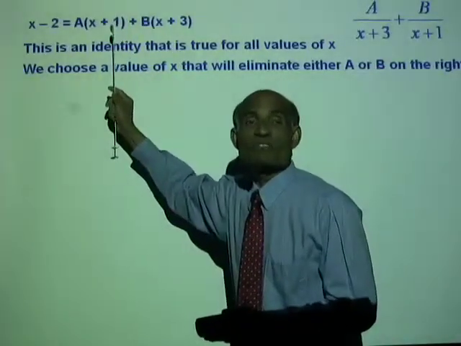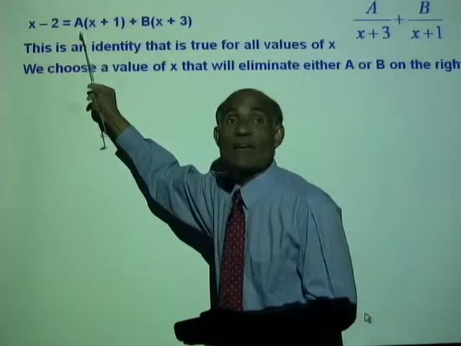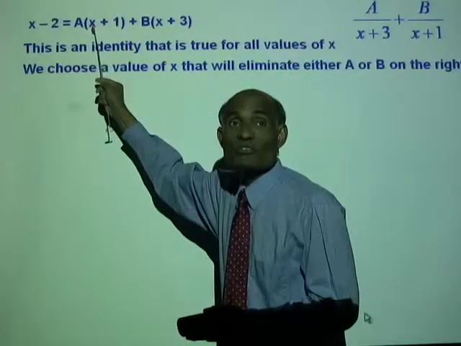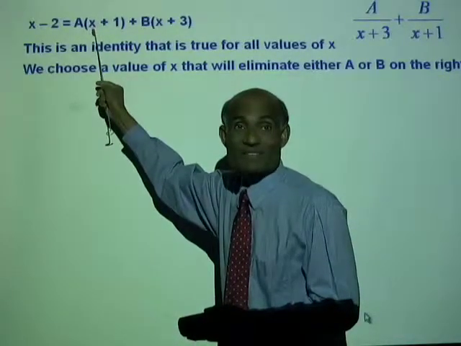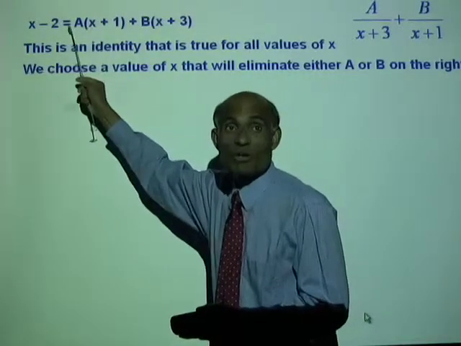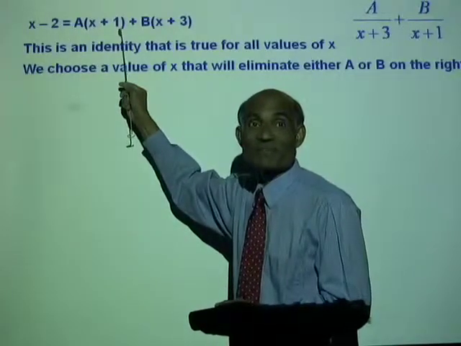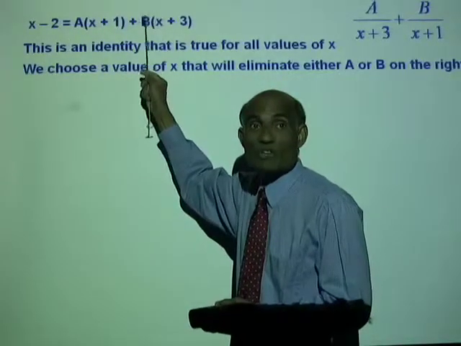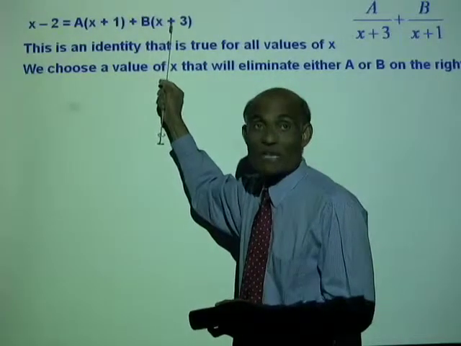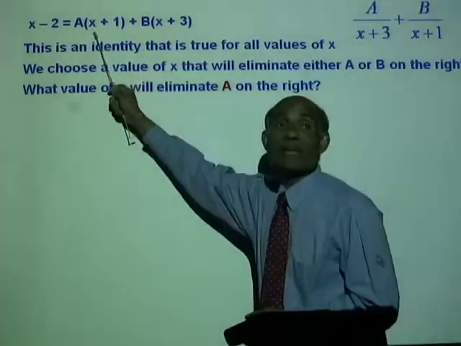Tell me, what is the value of x that will eliminate a? Will eliminate this term. This term will become 0 when x equal to -1, isn't it? When x equal to -1, -1 plus 1 is 0, 0 times a equals 0. That term gets eliminated. And how will you eliminate this term? By setting x equal to -3.